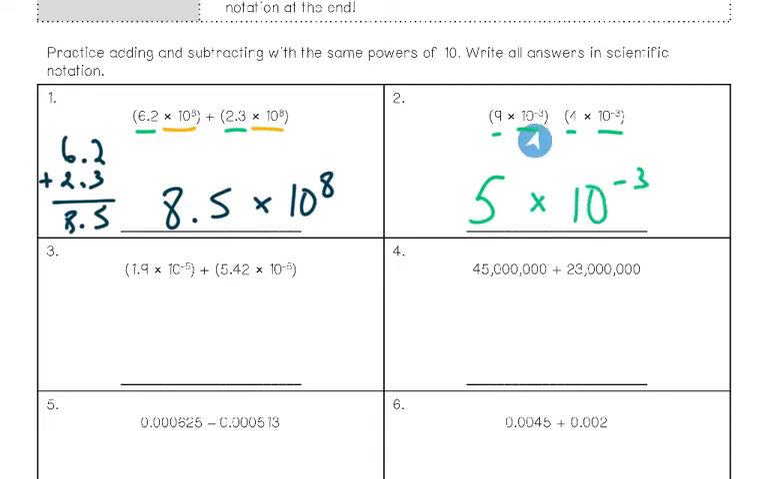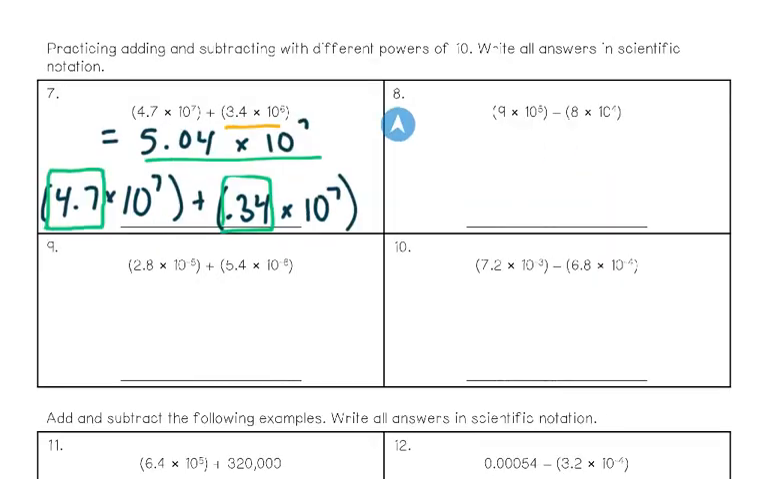So when they're in the same base 10, same exponent, you can add or subtract the numbers out front like normal. Just pay attention to your signs. And remember that this base 10 does not change. You're only adding and subtracting the numbers out front. So let's look on the back at another example at number 8.